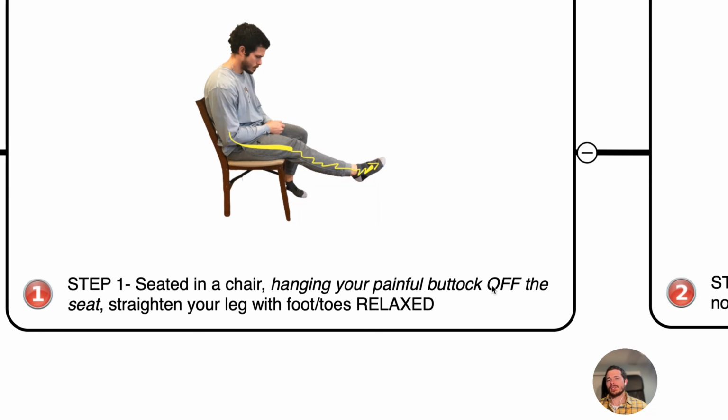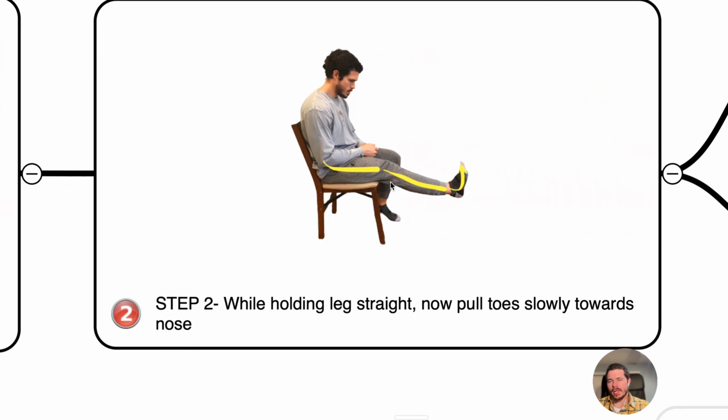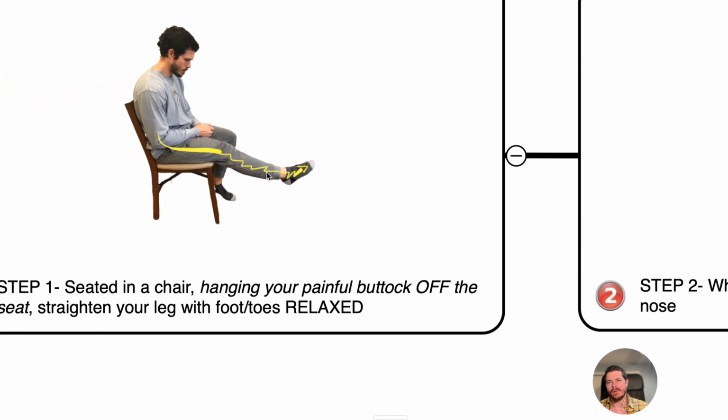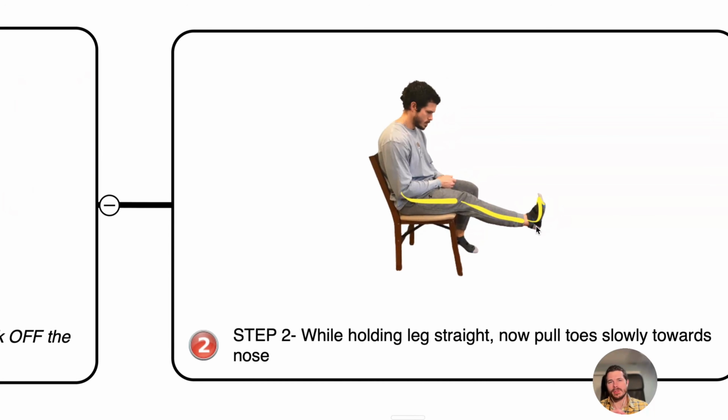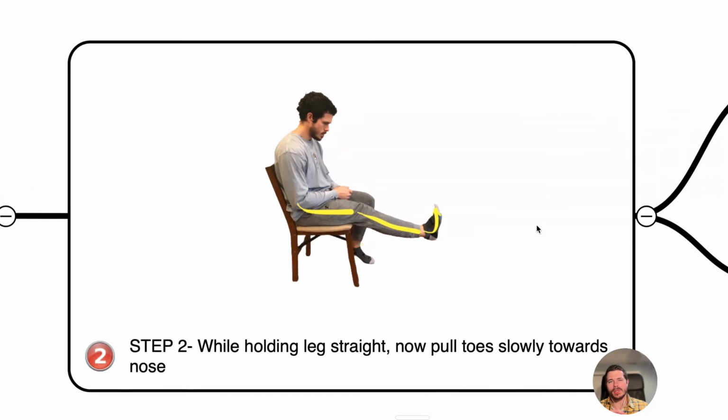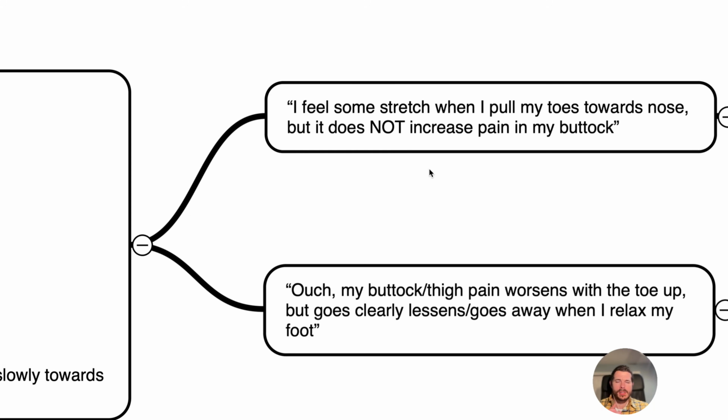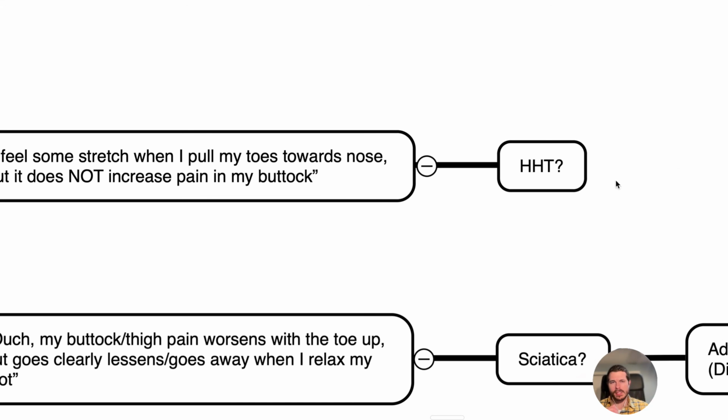Then what I want you to do is slowly straighten your leg with your foot and toes relaxed, just like this, painful buttock hanging off. Then I don't want you to move your leg. Keep it held there. Now I want you to just pull your toes slowly towards your nose. So we go from this, calf on slack, foot on slack, pulling your toes towards your nose. And you're going to notice one of two things happen. You're either going to notice that when you pull your toes up towards your nose, you feel some stretch, but it does not increase or reproduce your buttock pain, in which case this rules out a nerve problem, we'll talk about why in a moment, and increases the probability you have a high hamstring tendon issue.